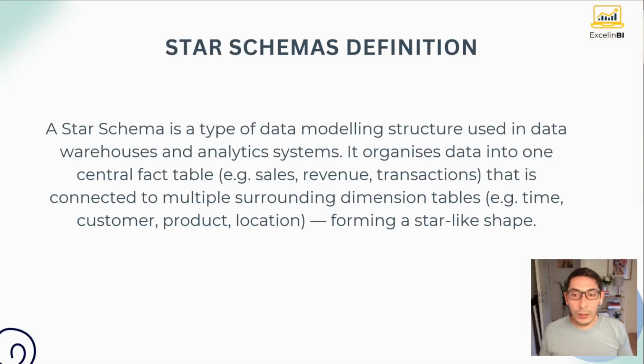If we go into the dictionary, or Wikipedia, or even ask our favorite chat AI bot, a star schema is defined as a type of data modeling structure used in data warehouses and analytic systems. Data modeling is the process of knowing where the data comes from and organizing it in a certain way that is really good for storing that information, and also easier for everyone.